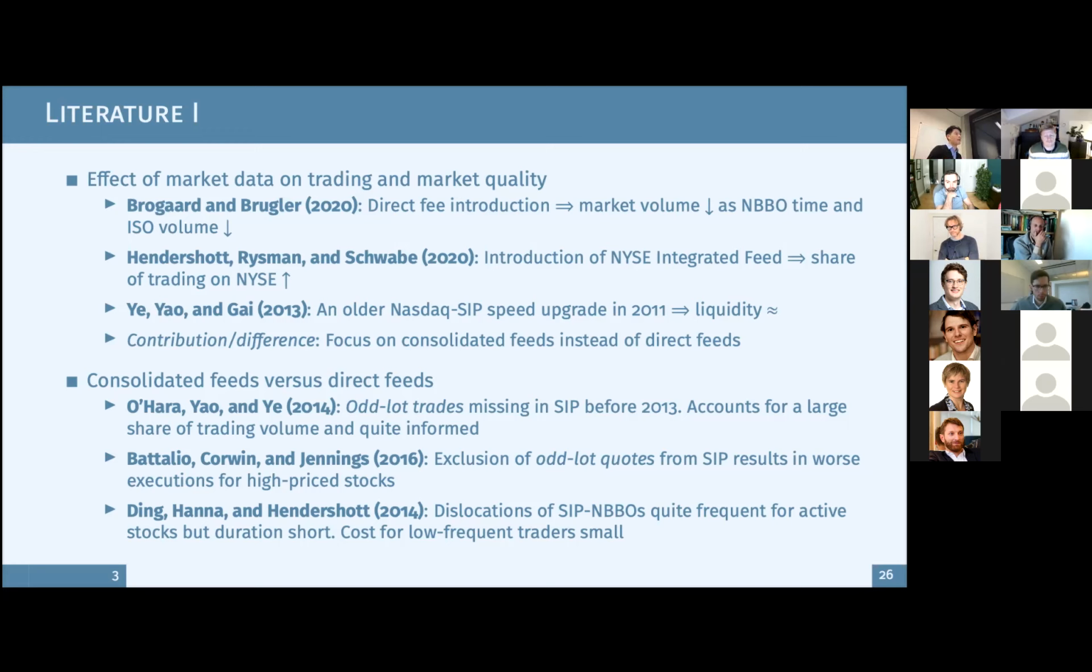And then the following few papers look at the speed difference between these two types. The paper by Ding, Hanna, and Hendershot finds that dislocations of SIP NBBOs can sometimes diverge from the direct NBBOs, that is, the NBBOs constructed from the direct feeds. But the duration is quite short, so it might be another big issue for low-frequency traders.